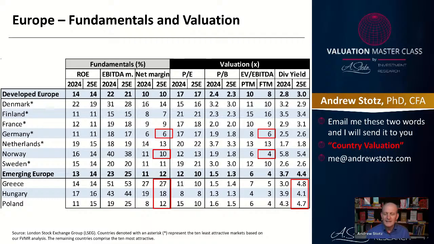It's just not an average of these 3. It's an average of these 3 plus some others. But look at the net margin of the emerging European countries, and they're trading on price to books of 1.3, 1.4, 1.5, and dividend yields between 4 and almost 5%. And that basically tells us that that is pretty attractive.